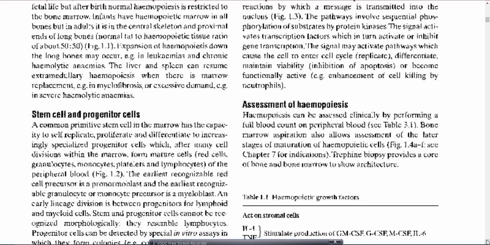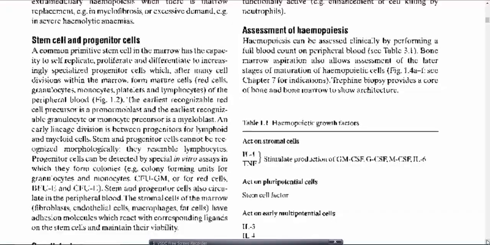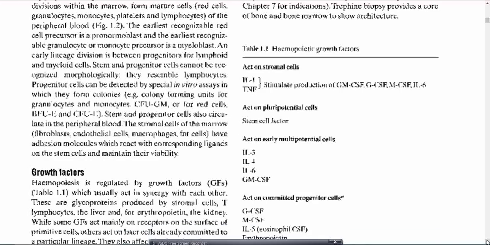We have a trephine biopsy, which also provides an assessment tool. Trephine biopsy provides a core of bone and bone marrow to show architecture, so that one also can be used. Whatever you are able to see there is hardly visible from your hand, but as much as you can hear me talking about them, we have action on the stroma. That is now how the growth factor action takes place.